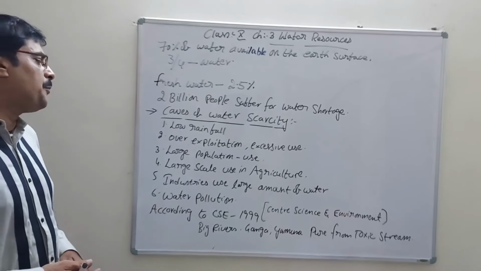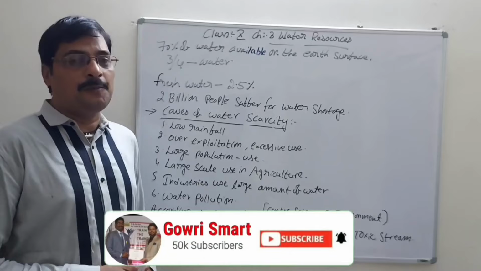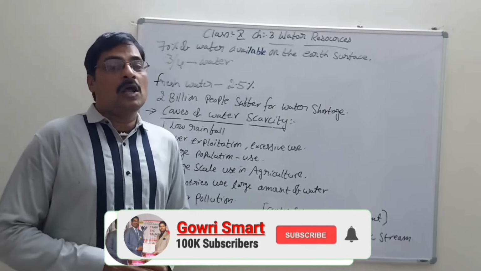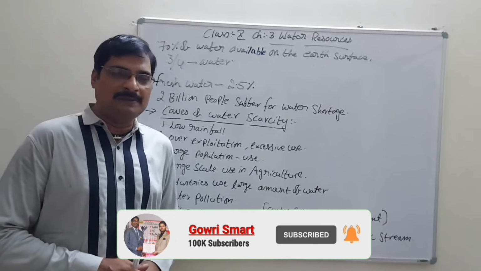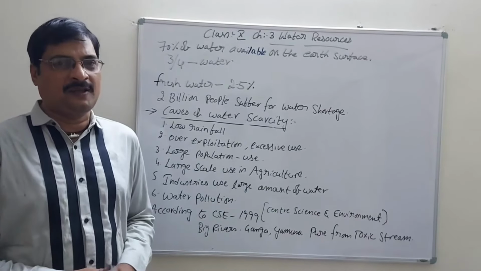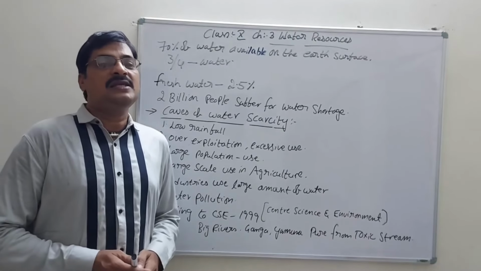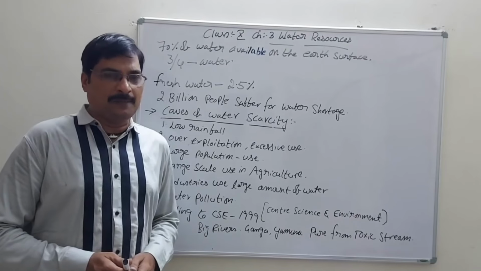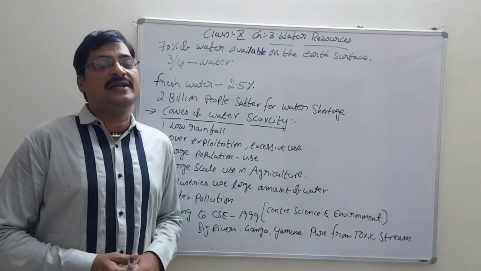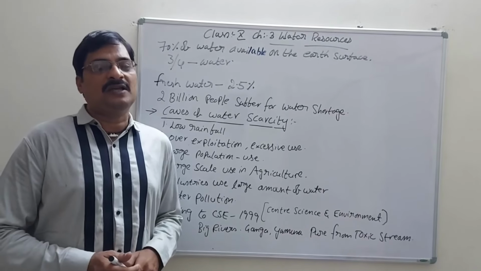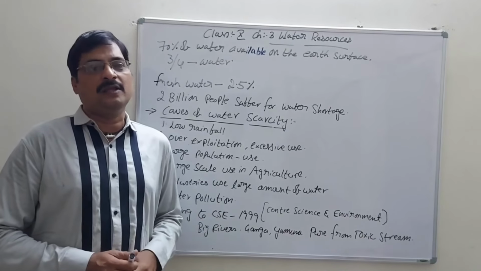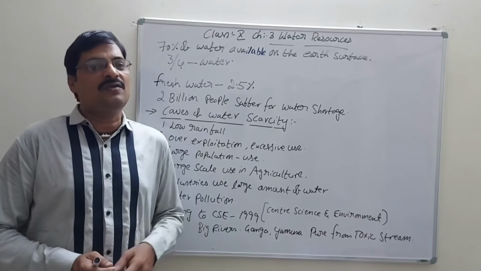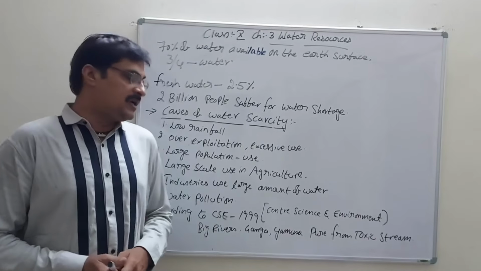Then we come to the point of large population. Yes, a large population uses water for domestic purposes: cooking, bathing, drinking. All these things we call domestic purposes. So people need more water for usage. In our country there are more people using it, so that's why we have a shortage of water.